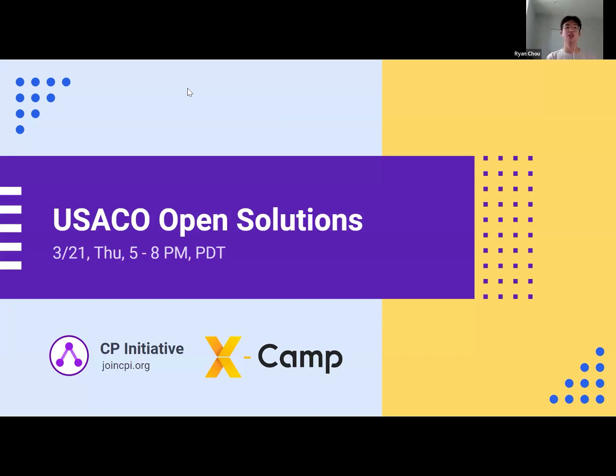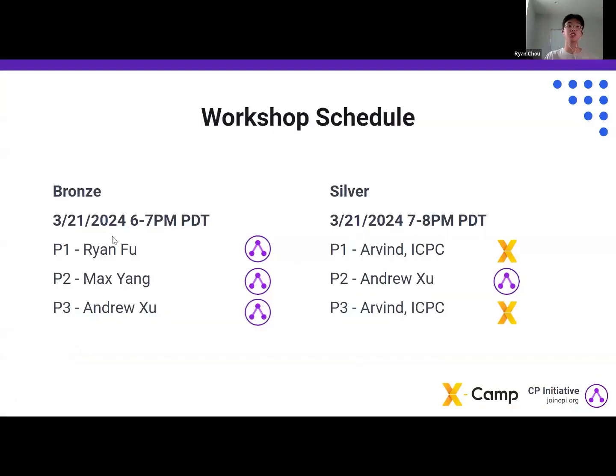So from now until 8 p.m., we'll be covering the bronze and silver solutions. Bronze will take about an hour, and then we might take a break before we start silver solutions from 7 to 8 p.m. For bronze, we have three instructors from CPI, and for silver, we have two instructors from XCamp and one instructor from CPI.